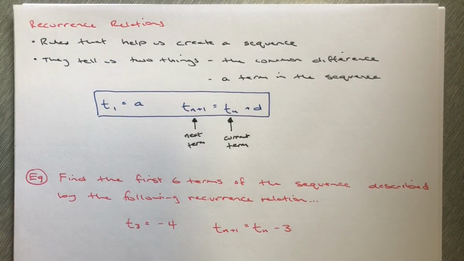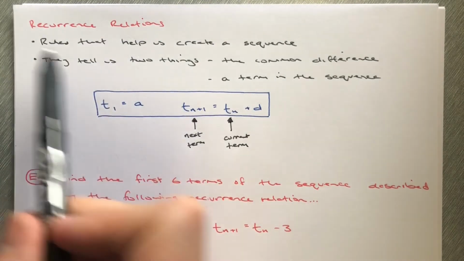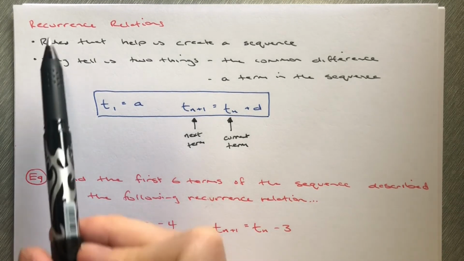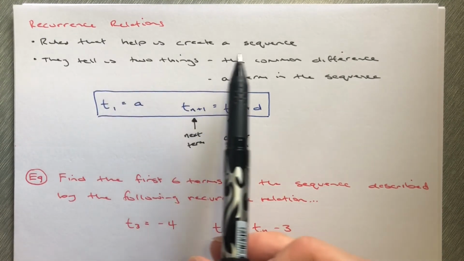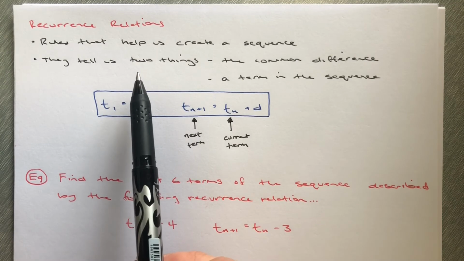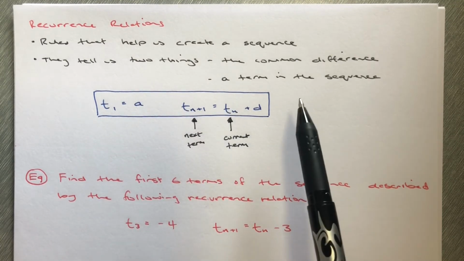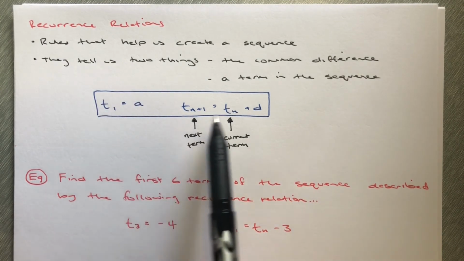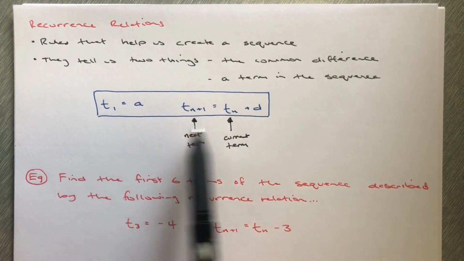And the last thing I want to have a look at in this recap is recurrence relations, which it seems some people are a little bit scared of, but trust me, they're not that scary at all. So a recurrence relation is a rule that helps us create a sequence. Okay, so they tell us two different things, and that's the common difference and a single term in the sequence. Now, you might be given stuff like this. Now, this is our recurrence relation.